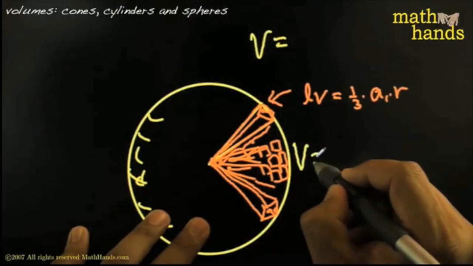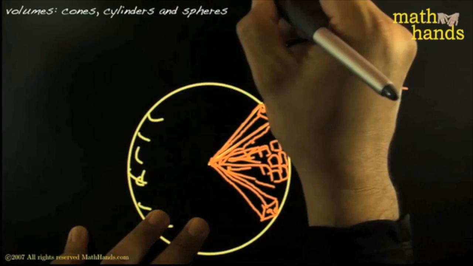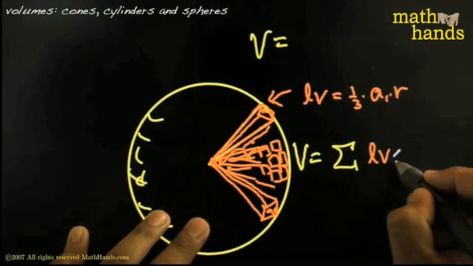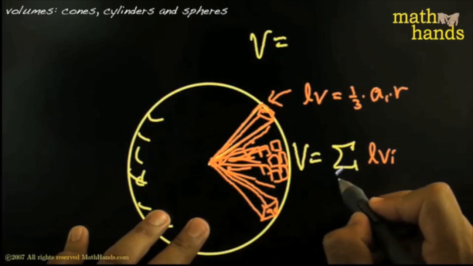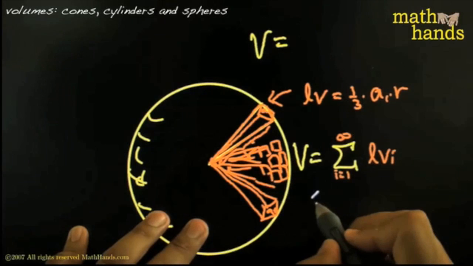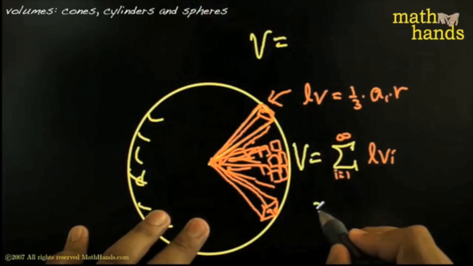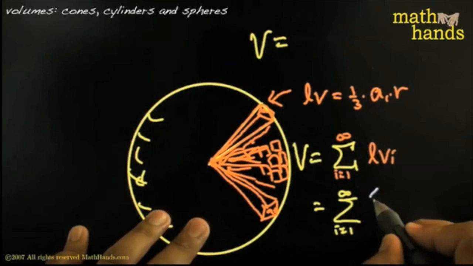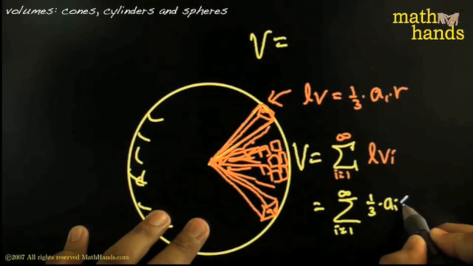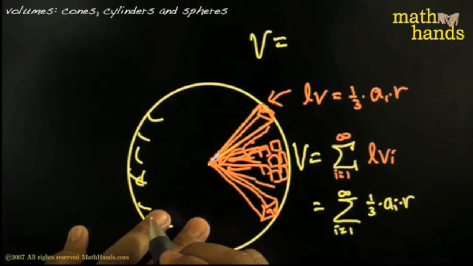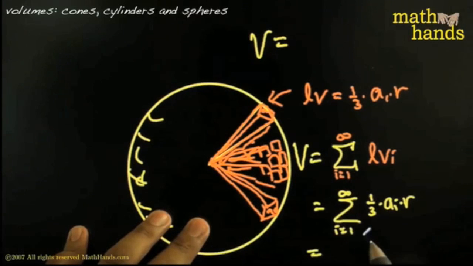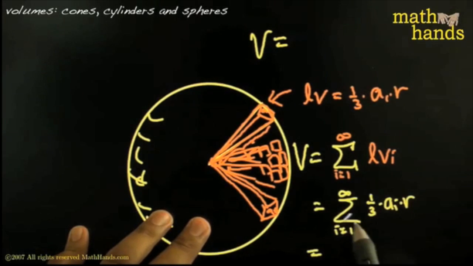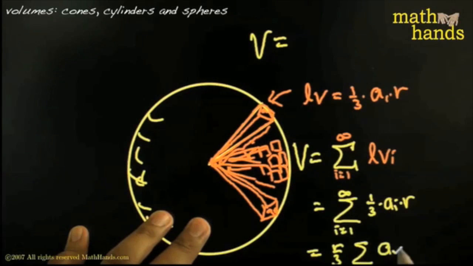The entire volume would be equal to the sum of all the little volumes. I'll call them little volume i, because i goes from 1 to, say, infinitely many of these. That would be equal to the sum as i goes from 1 to infinity. Each little volume is 1/3 times a_i times r. The r is the same for all of them. So in theory, you could pull out the r and the 1/3, because you can pull out constants on these sums, assuming it's nicely behaved. So this could be r over 3 times the sum of all the a_i's.